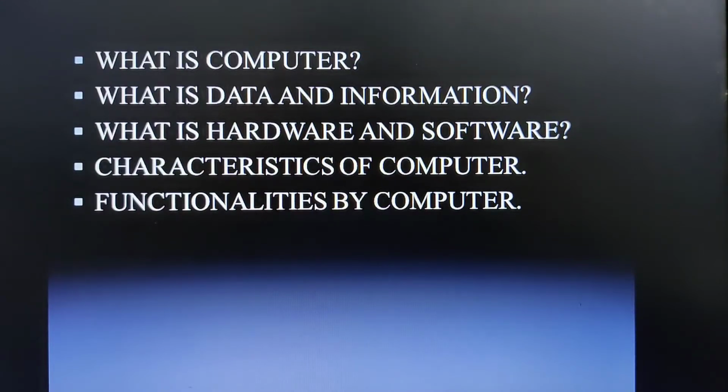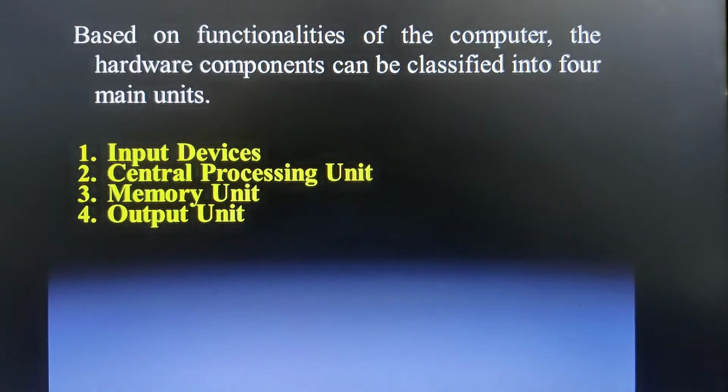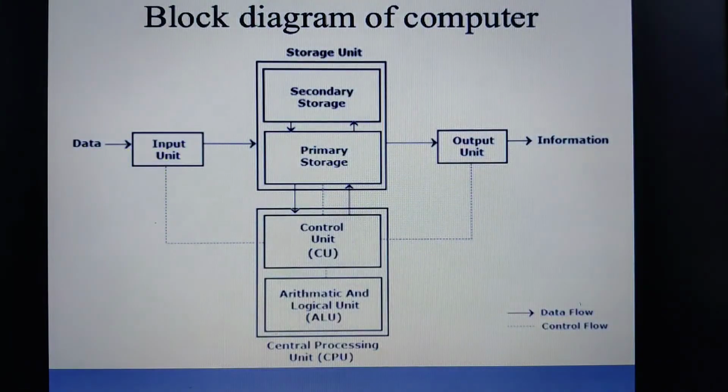In today's video class, let us discuss the block diagram of a computer system. Based upon the functionalities of the computer system, the entire computer system, which consists of hardware components, is classified into four main units. The first main unit is the input unit, then the memory unit, then the processing unit and the output unit. These are the four main units that the computer system consists of.